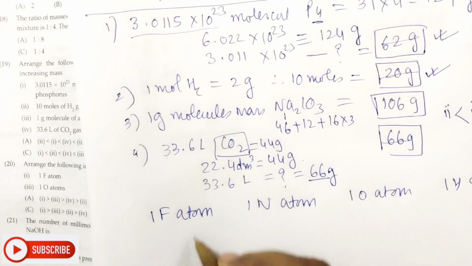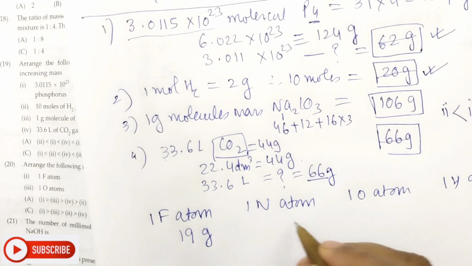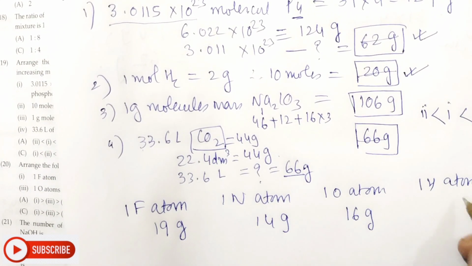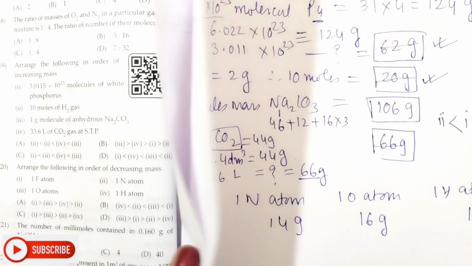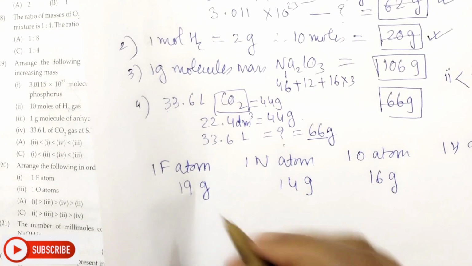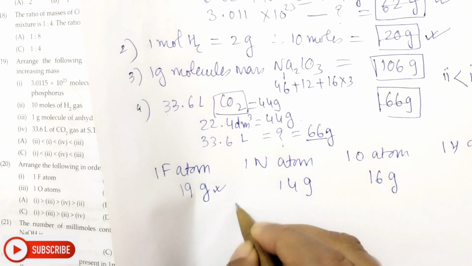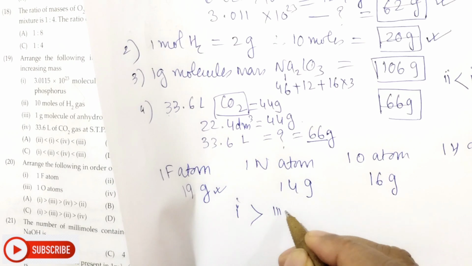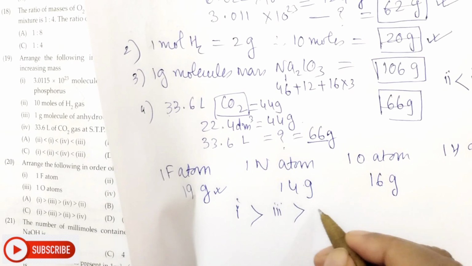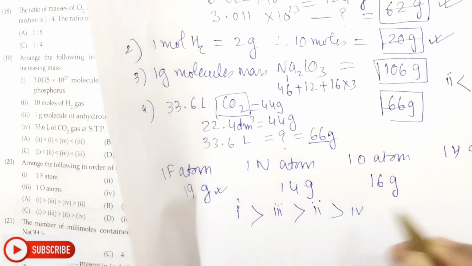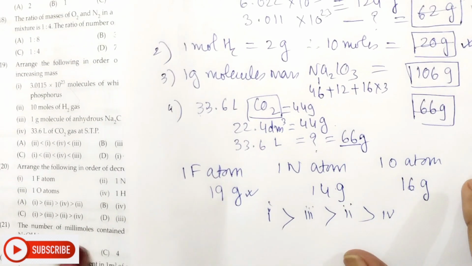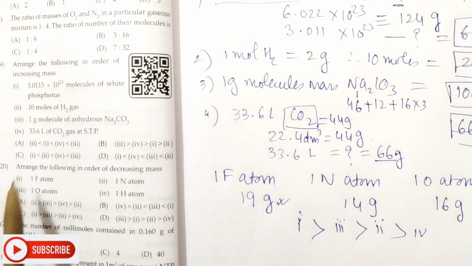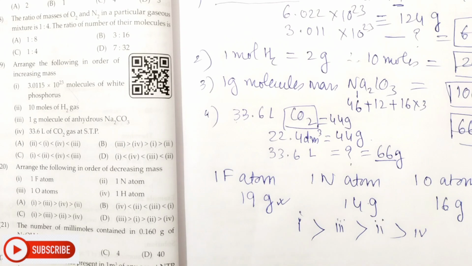Fluorine atomic mass is 19 gram, so this will be 19 gram. 1 nitrogen atom is 14 gram. 1 oxygen atom is 16 gram, and this will be 1 gram. What are they asking you? You have to arrange them in decreasing order. So fluorine will be first, right? Then it will be oxygen, that is the third option. Then it will be nitrogen, and then hydrogen. So which option is there, students? Let us check the answer here. So the answer is the third option, right students?